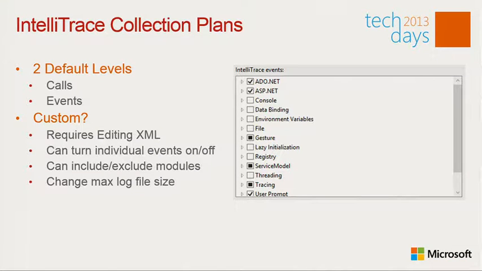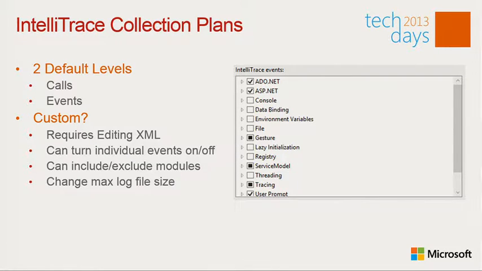So I was talking about the collection plans earlier, where I just sort of chose one that was called trace. Turns out that there's two default levels. They're essentially the same between when you're doing the F5 IntelliTrace experience and when you're doing the production experience.